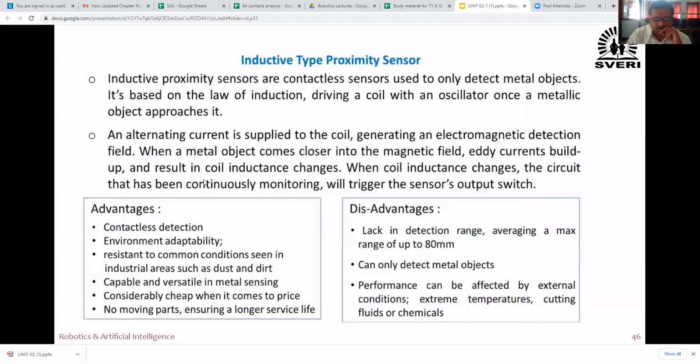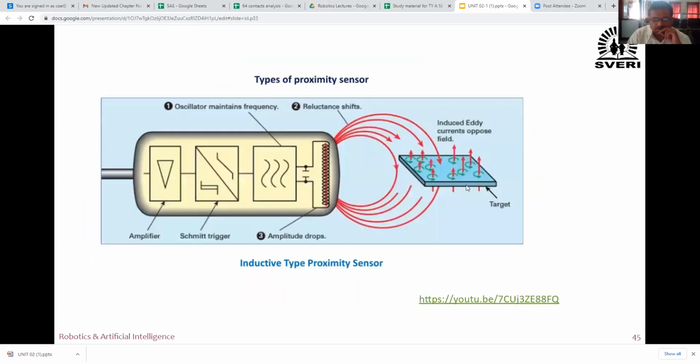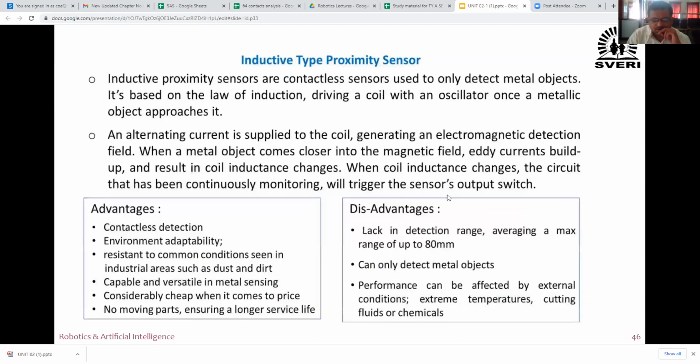Eddy currents build up and result in coil inductance change. When coil inductance changes, the circuit that has been continuously monitoring will trigger the sensor's output switch. Therefore, when the coil's inductance changes because of these cut-off magnetic flux lines, it will trigger the output switch.